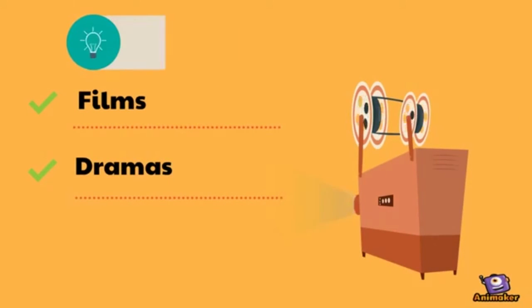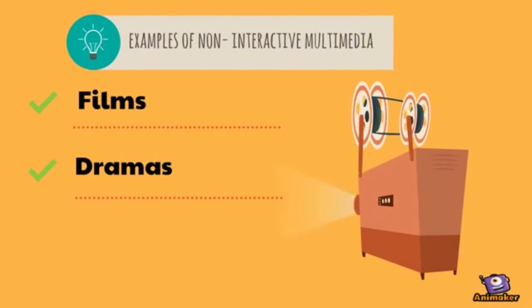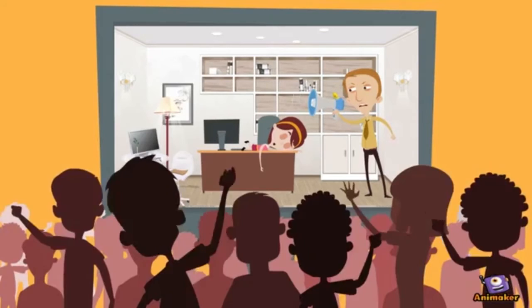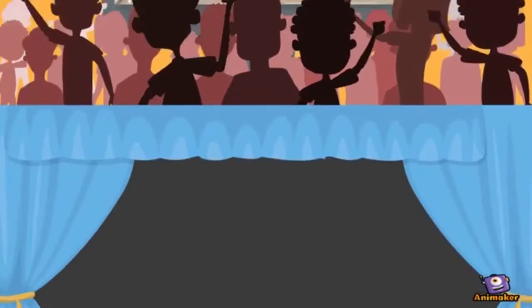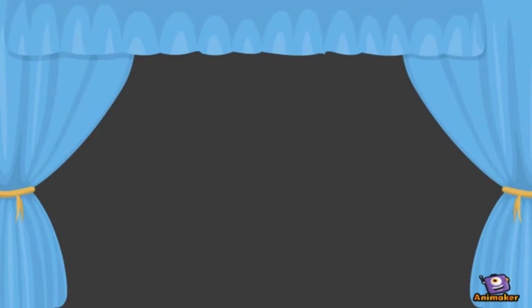Films and dramas are examples of non-interactive multimedia. It is non-interactive because films, in the first place, are recorded. Thus, the actors don't know the reactions of the viewers. We can also experience non-interactive multimedia if we are watching a PowerPoint presentation, TV series, ads, and Korean novellas.